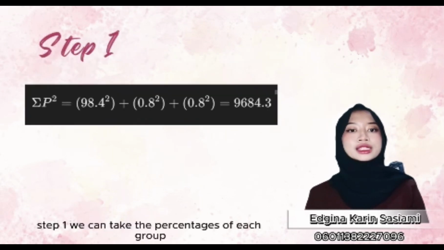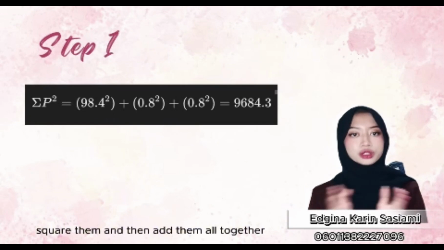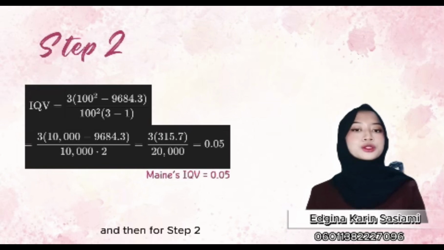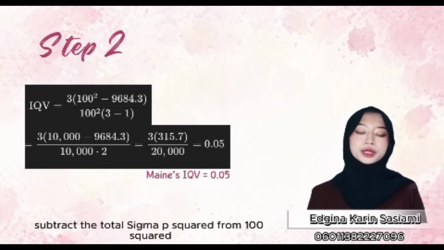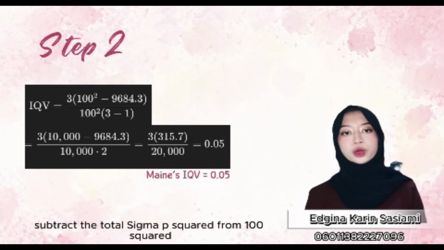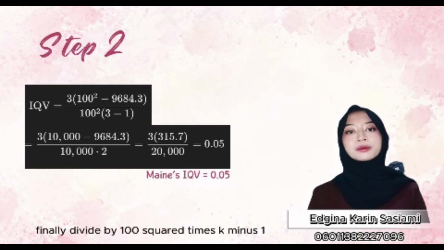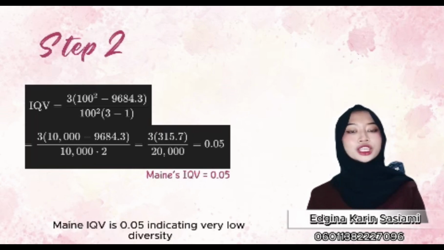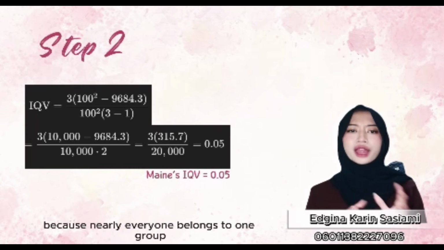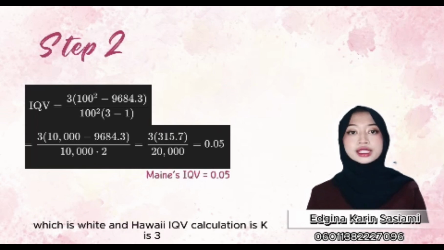Step 1: we take the percentages of each group, square them, and then add them all together. For step 2, subtract the total sigma P squared from 100 squared. Now, multiply this result by K. Finally, divide by 100 squared times K minus 1. Maine's IQV is 0.05, indicating very low diversity because nearly everyone belongs to one group, which is white.